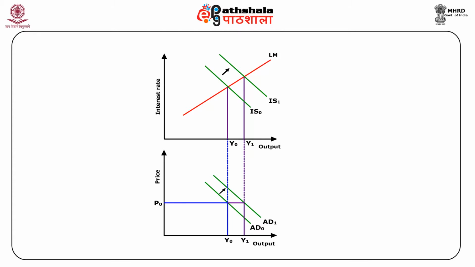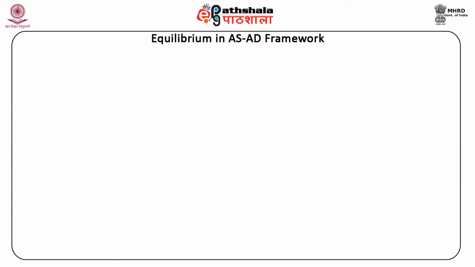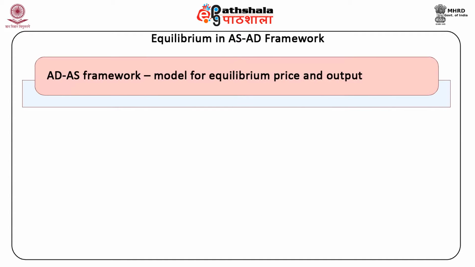From the above discussion, it would be clear to you that any increase in the exogenous components of aggregate demand or in nominal money supply would shift the AD curve to the right, while a contraction in aggregate demand or in nominal money supply would shift the AD curve to the left. Let us now put AS-AD curves together to develop a model for equilibrium price and output determination.